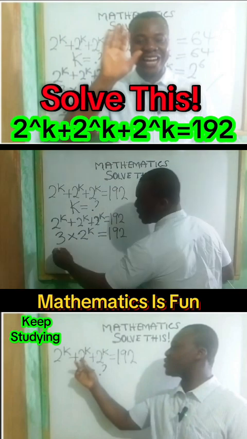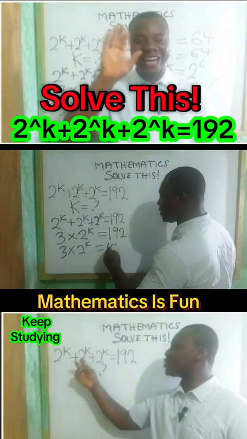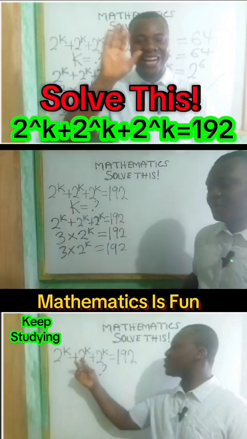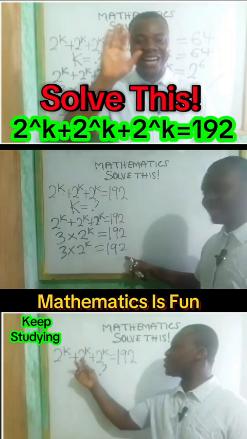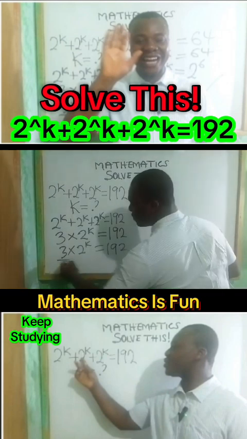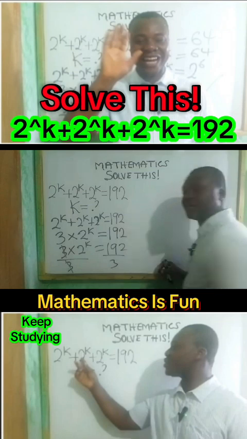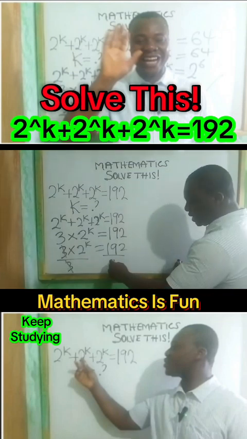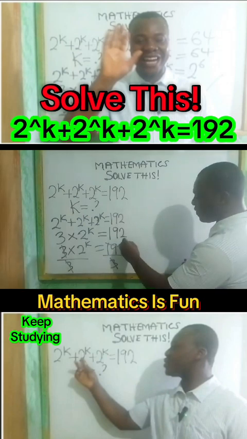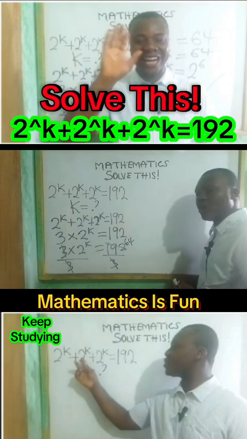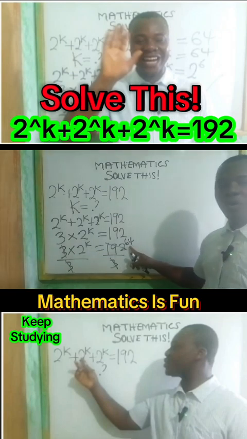So when you get here, we have 3 times 2 raised to the power k equal to 192. Now we have to get rid of this coefficient 3. So what we do is divide this side and this side by 3. So this 3 cancels this 3. Now 192 divided by 3 is 64. So finally we have 2 raised to the power k equal to 64.